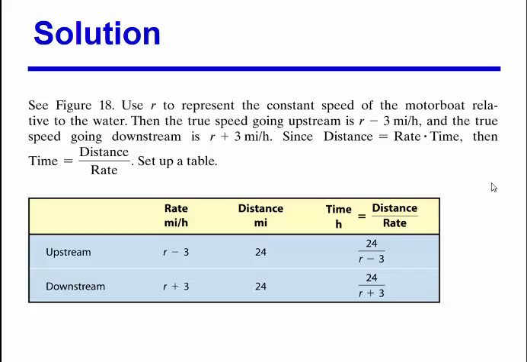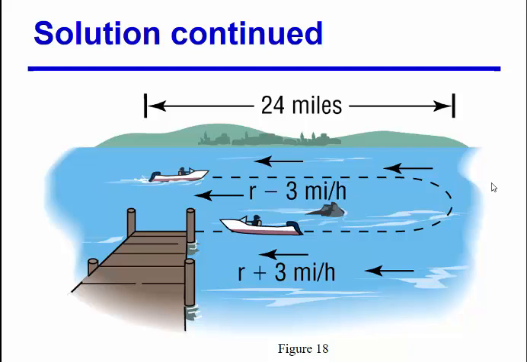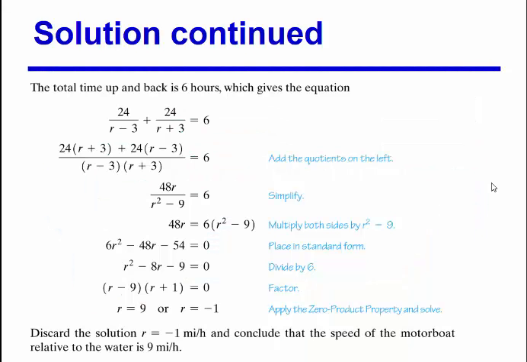Since distance is equal to rate times time, then time is equal to distance divided by rate, and we set up the table. So upstream, r minus 3, distance 24 miles, is 24 over r minus 3. Downstream, r plus 3, distance is the same. The time is 24 over the rate, which is r plus 3. So here it is, 24 miles, r minus 3, r plus 3 to return. And we set this up because the total time up and back is 6 hours, right?